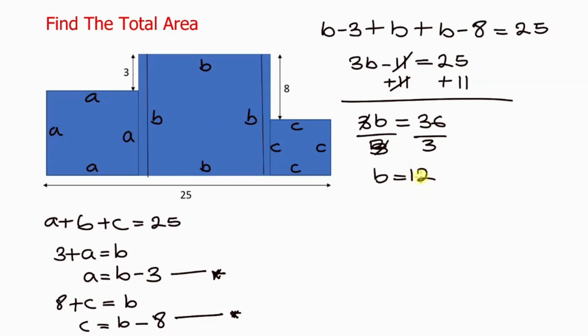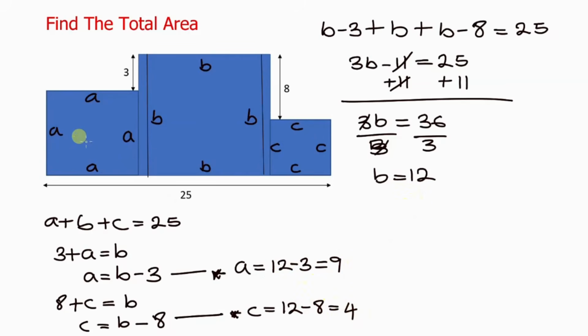Now that we've got the value for B, it is easy for us to get the value of A and C by substituting them here. So we have A equal to B minus 3, where B is 12, minus 3, which will give 9. So our value for A is 9, while the value for C is equal to B minus 8. That means 12 minus 8, which will give 4. So now we've got the values of B, A, and C.